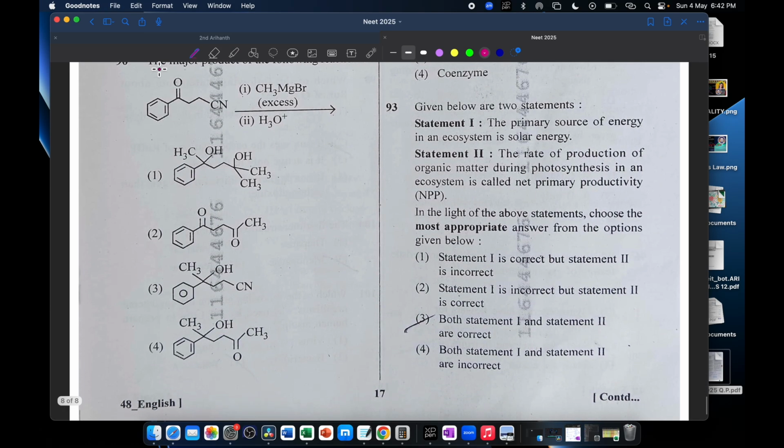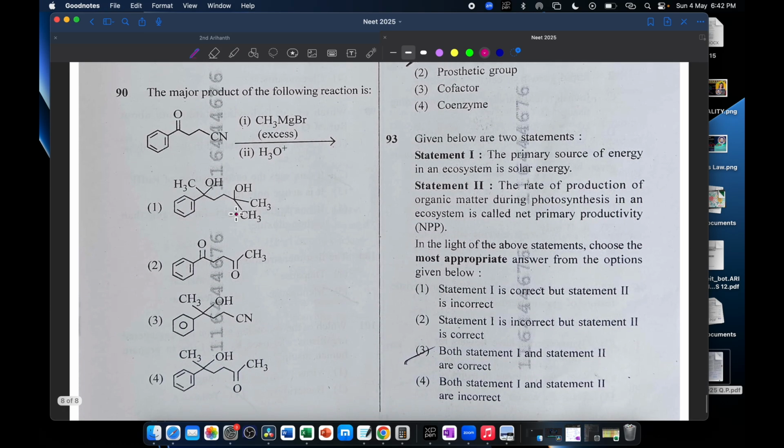Yeah, the next one, the last organic reaction. This is pretty good one. So here OMgBr comes, here OH comes, here CH3 comes. Okay, so could be third option or fourth option. Even this could be one of the options.